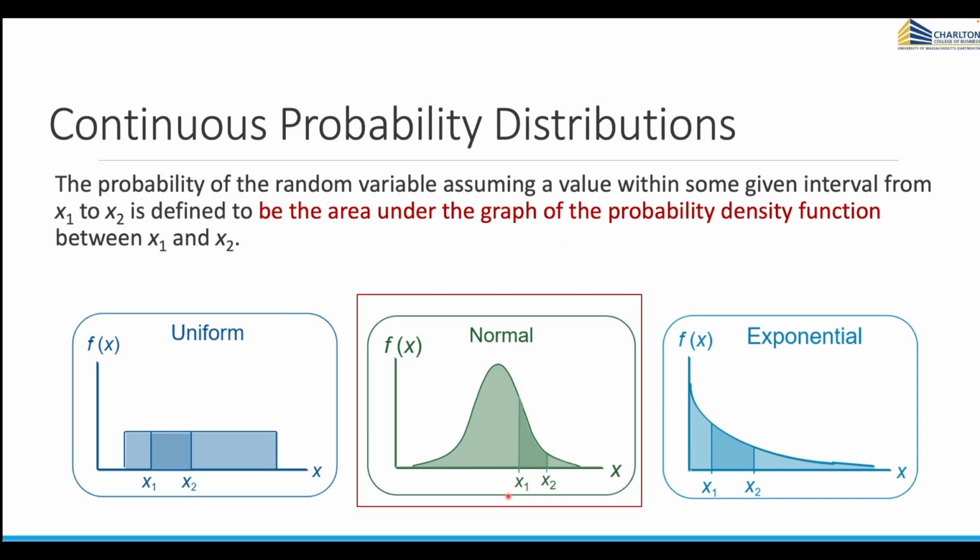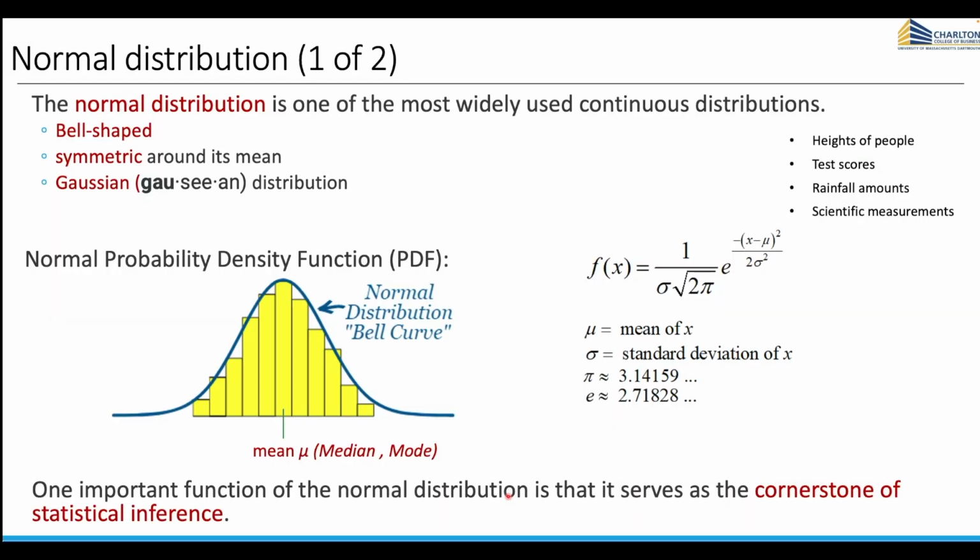Now let's talk about normal distribution. The normal distribution is one of the most widely used continuous distributions. It's a bell-shaped distribution, symmetric around the mean. It's also known as the Gaussian distribution. So in the normal distribution, mean, median, and mode are in the middle and are the same value.